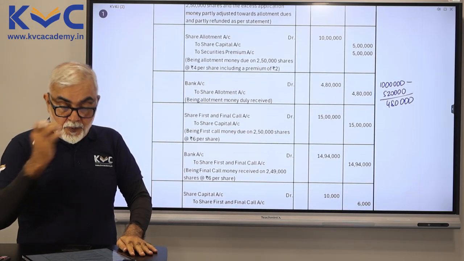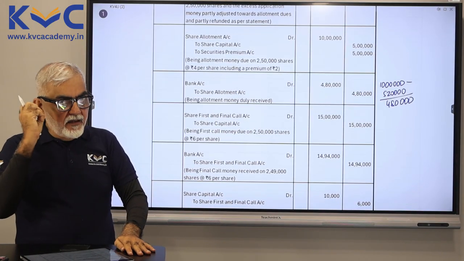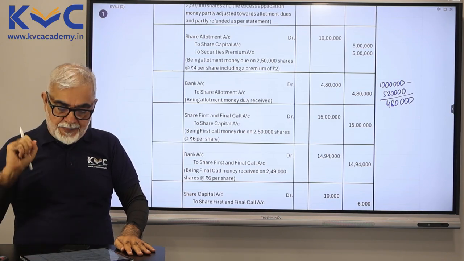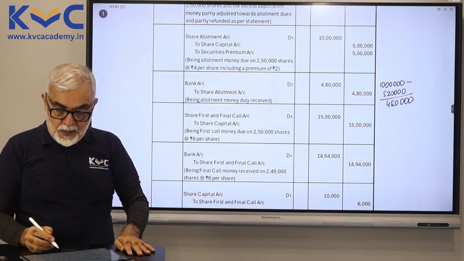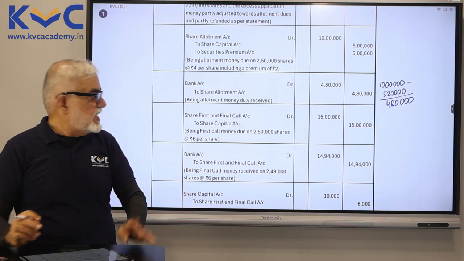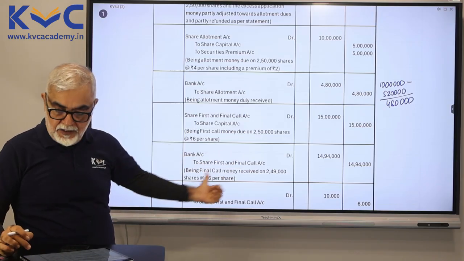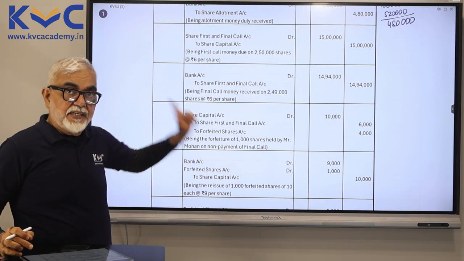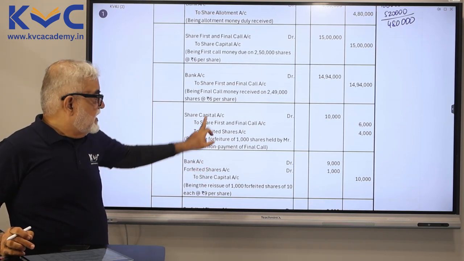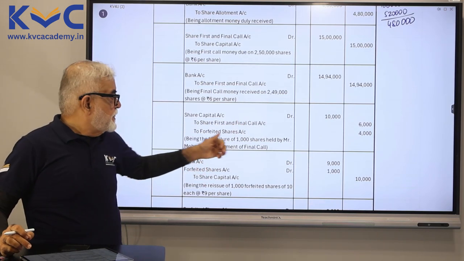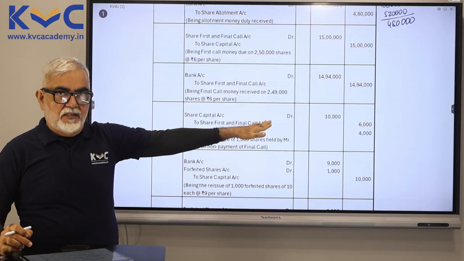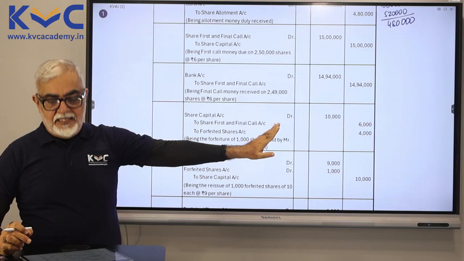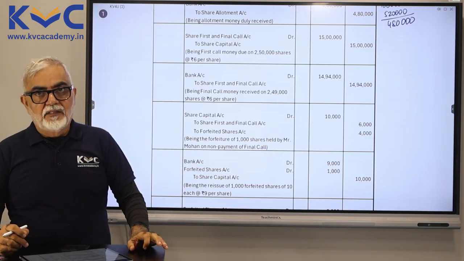But there is one shareholder holding 1,000 shares. Okay? So he will not pay 6,000. One shareholder holding 1,000 shares is given in the narration. 249 into 6, 14,94,000. His shares are forfeited. 1,000 shares of 10 each are forfeited. First and final call, 6,000 was due from them and 4,000 is forfeited. Okay.